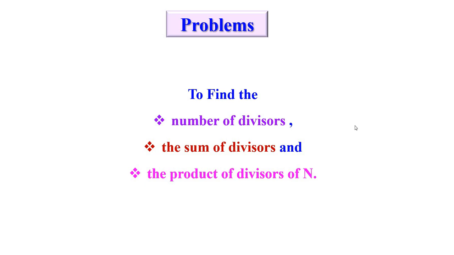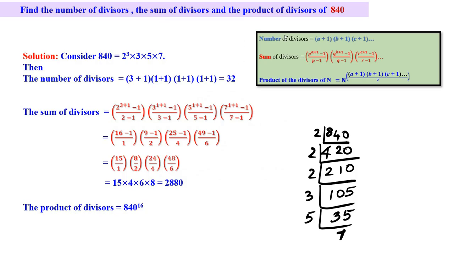In this video, we will see how to find the number of divisors, the sum of divisors, and the product of divisors of the given number n. First, we will consider this number 840. We are going to find the number of divisors, the sum of divisors, and the product of divisors of this 840.